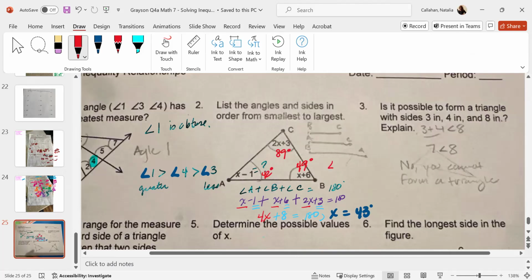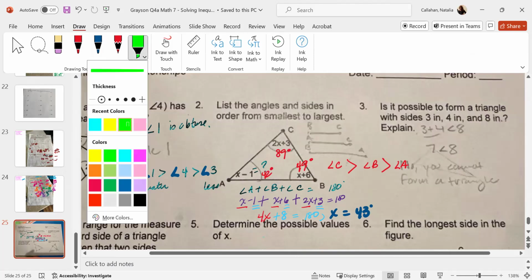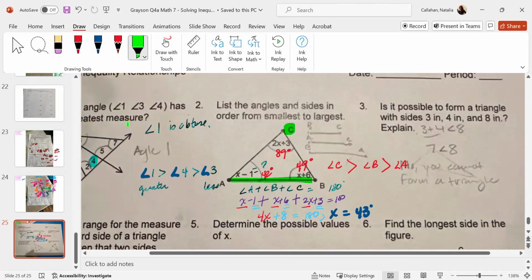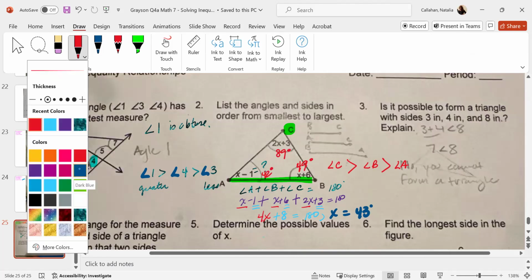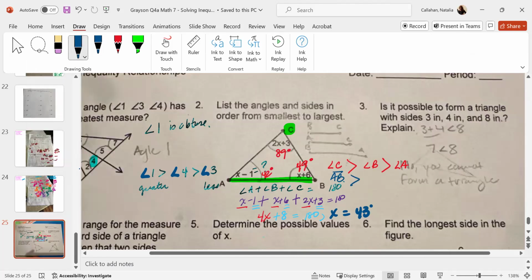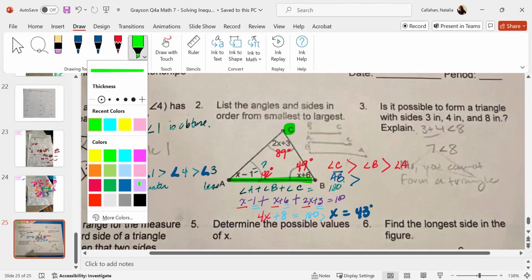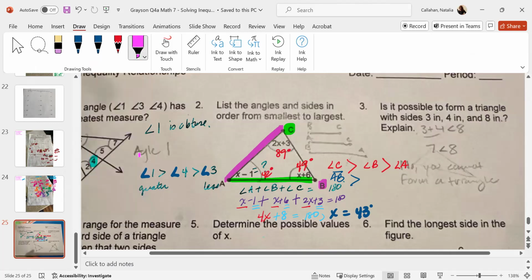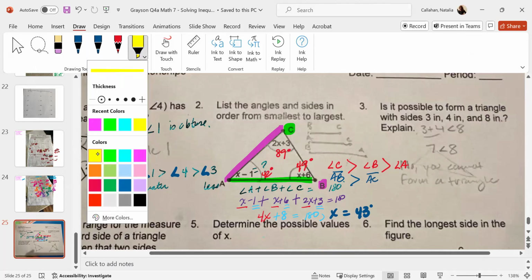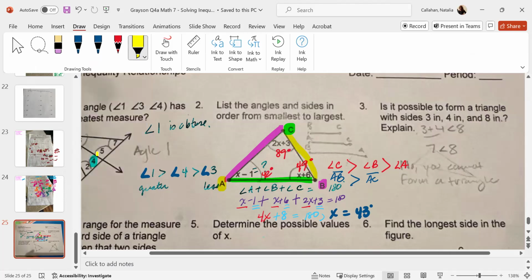So you could say that angle C is greater than angle B is greater than angle A, right? Now remember, you're looking for the angle opposite the side. So opposite of C is AB. Do you see that? So then we're going to put segment AB is greater than the side that's opposite of B, which is AC. Do you see that? The side that is opposite of A is BC.